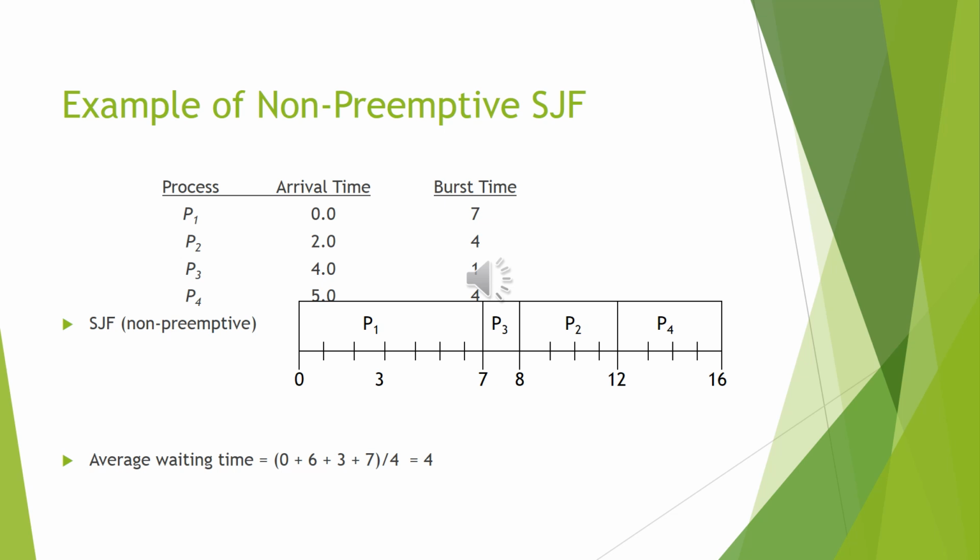This is where we have 6 plus 3 plus 7 divided by 4, which gives you 4 as the average waiting time.